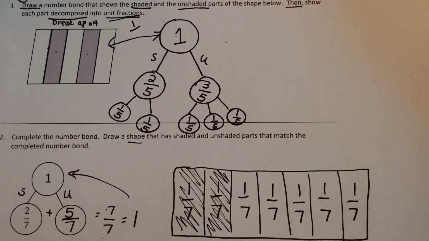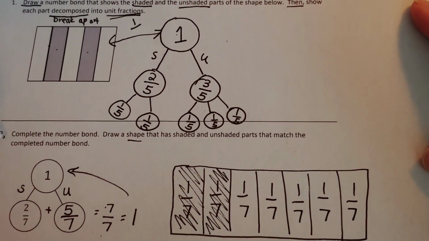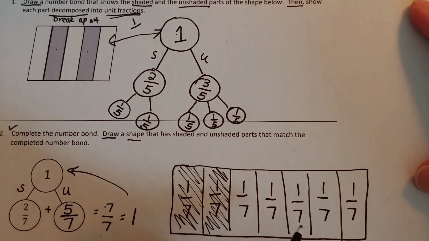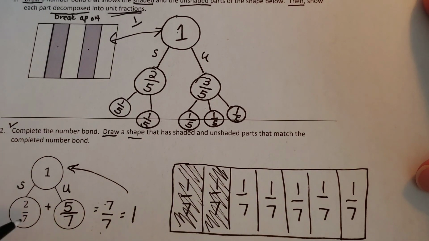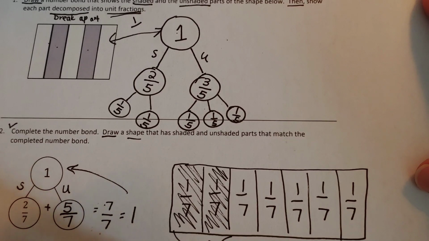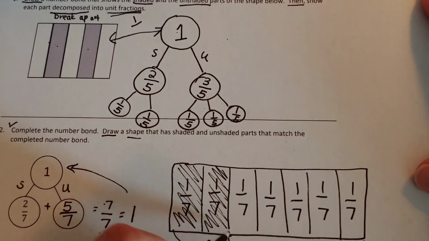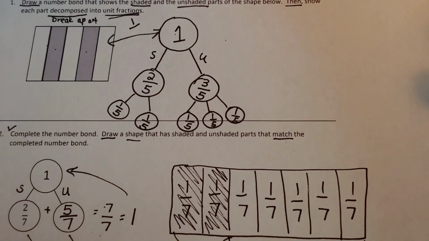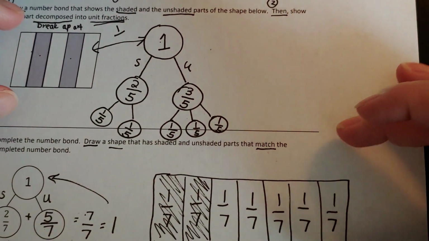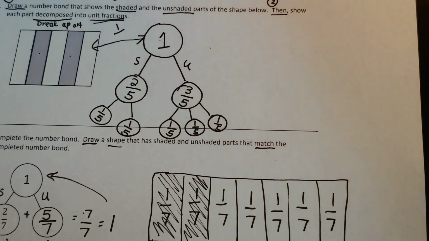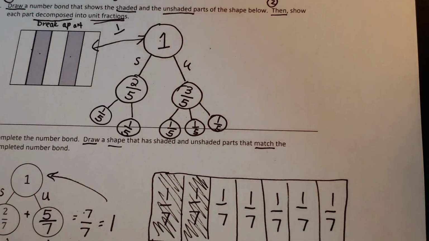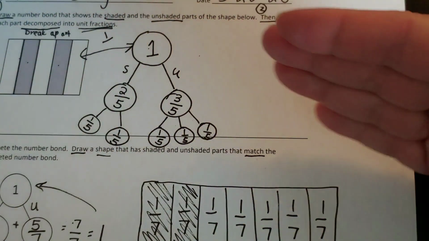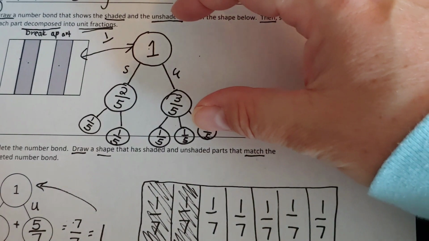We have 5 unshaded. All right, so did we do it? Let's check our work. Did we complete the number bond? Yes. Did we draw a shape that has shaded and unshaded parts that match this number bond? Yeah. This here represents 2 7ths, and this piece here represents 5 7ths. Do they match? That's what we have to do. They match. Yes, they do. So boys and girls, this lesson this week is really what we've been doing. We've been taking lots of shapes, squares and circles and rectangles, and focusing on the shaded and unshaded. But now we've just added changing this basically to show it, represent it in a number bond.